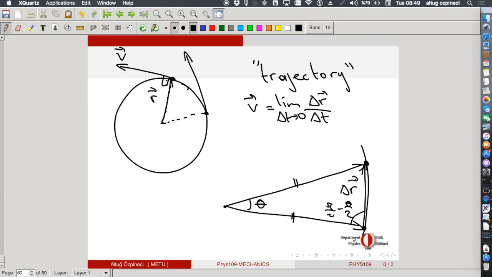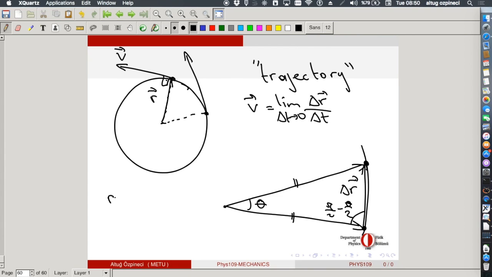Okay, any questions on this proof? Okay, so this angle is 90 degrees. Well, we have another way of proving exactly the same thing, once you get used to vectors and calculus. We are told that it is a circular motion, so the magnitude of the position vector is always the same.